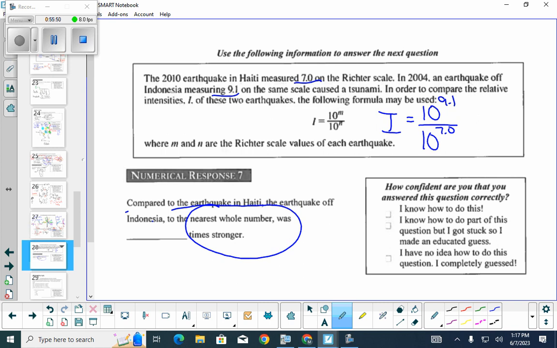So you just punch into your calculator. So just go 10 to the 9.1 divided by 10 to the power of 7. And you get out how many times stronger? To the nearest whole number, 126 times stronger. Now notice if you had accidentally put that in upside down, if you went 10 to the power of 7 divided by 10 to the power of 9.1, you get out 0.00794. So to say it's 0.008 times stronger, that does not make sense, right? So if you plug it in upside down, you know you've done something wrong.